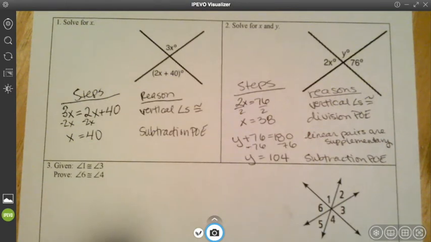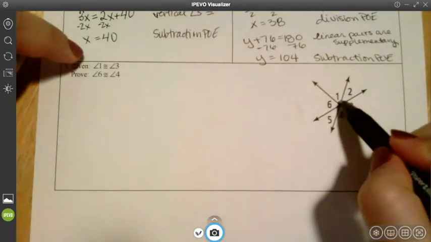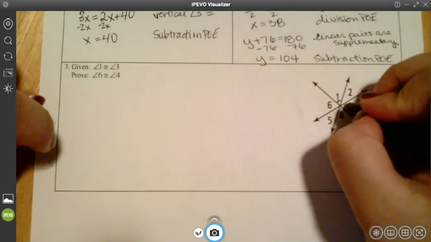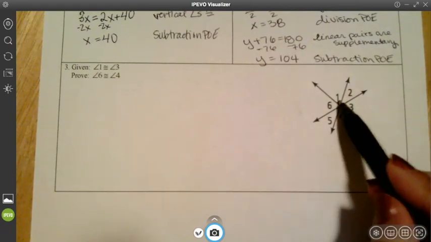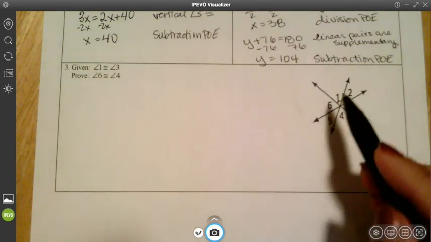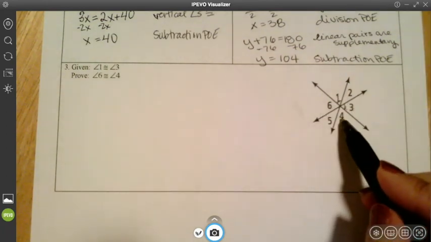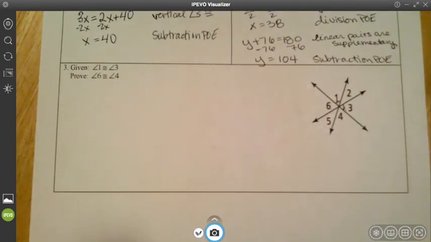So let's take a look at our last example here. Example 3, we are given that angle 1 is congruent to angle 3. I'm going to go ahead and mark it on my diagram here. And what we want to show is that angle 6 is congruent to angle 4. Okay, this is very similar to one that we did before. So what's the relationship between the angles that we know and the angles that we want to know? They're vertical, right? Angle 1 is vertical with angle 4. Angle 3 is vertical with angle 6. And so that tells me I'm going to be using vertical angles in my proof.